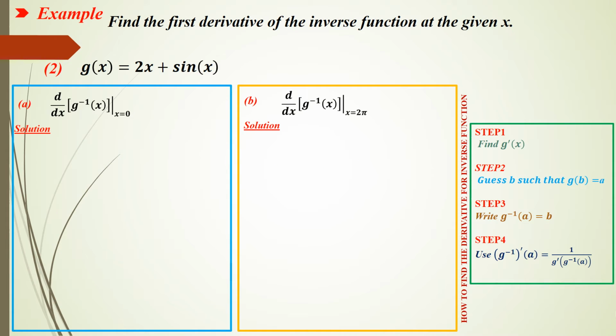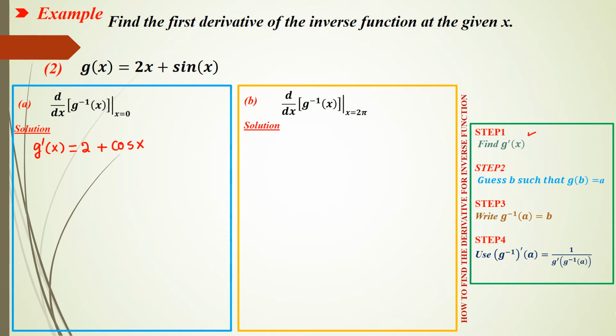In question 2, we have the function g of x equals x plus sine x, and you have to find the derivative of the inverse function at x equal to 0 in part A. So firstly, step 1, you have to find the derivative of the function g of x. So g prime of x equals 2 plus cosine x.